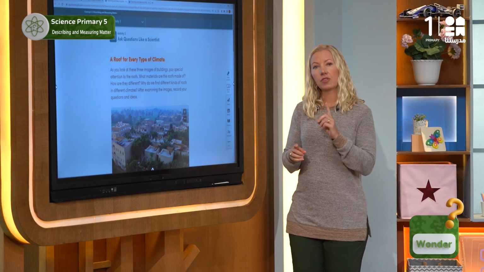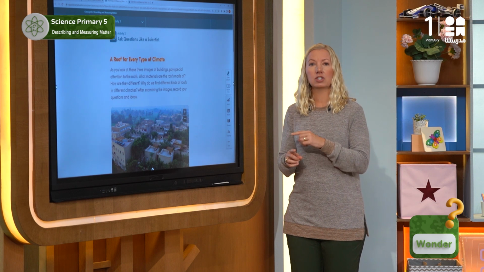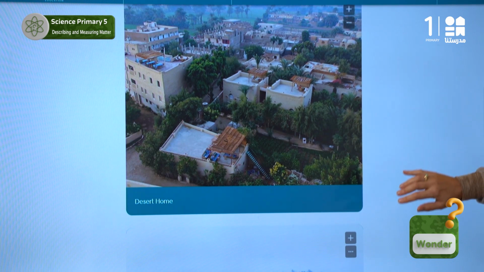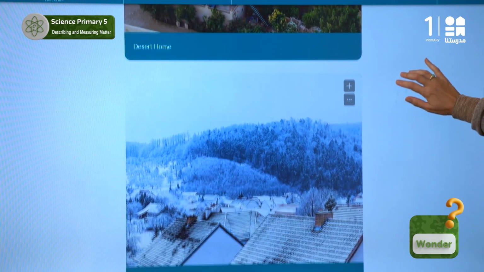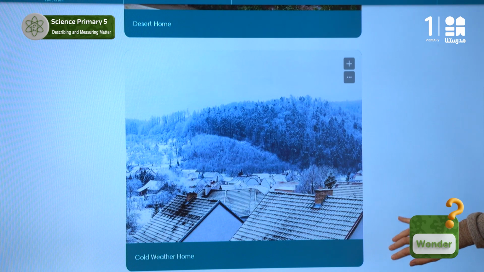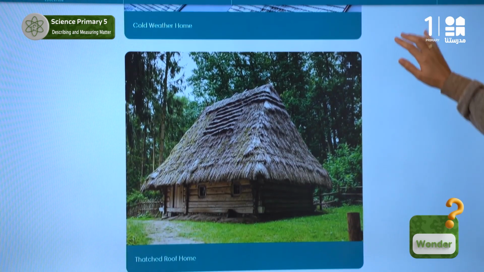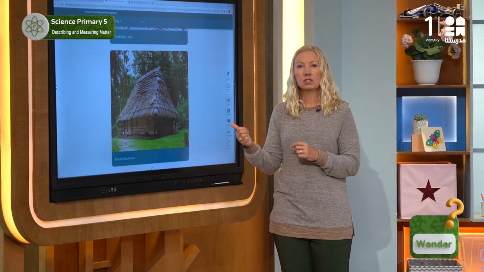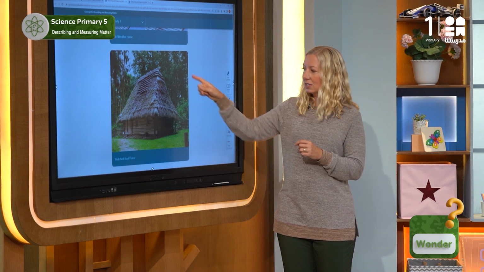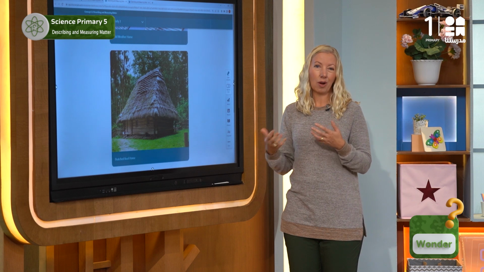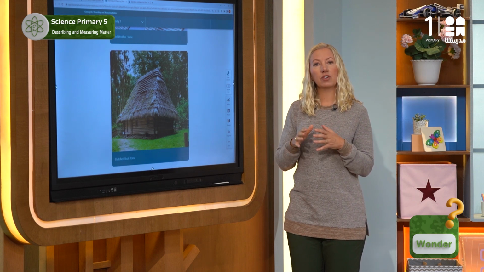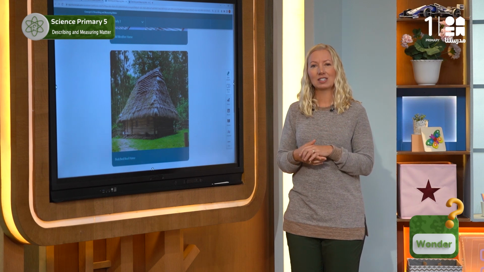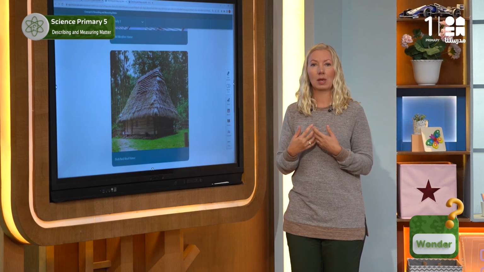I want you to look carefully at the three images of buildings in your book. The desert home, the cold weather home, and the thatched roof home. Pay special attention to the roofs and how they are shaped. What materials are they made out of? How are they different? How do we find different kinds of roofs in different climates? Take your time to write down your notes, and we will discuss them when we get back.